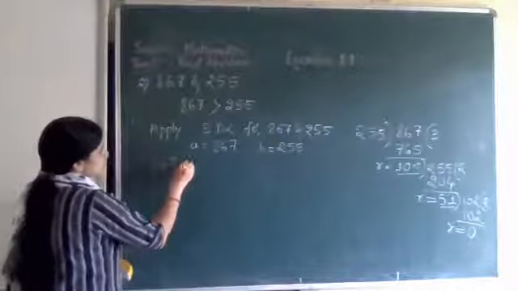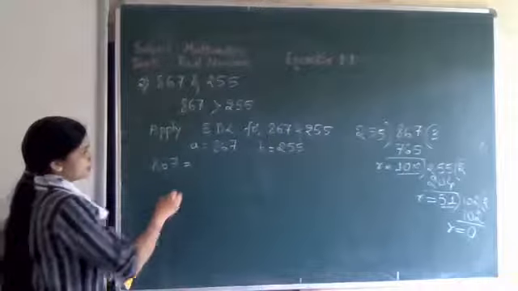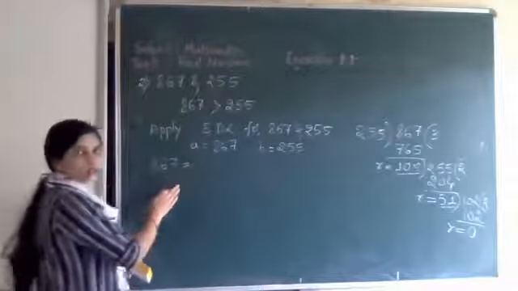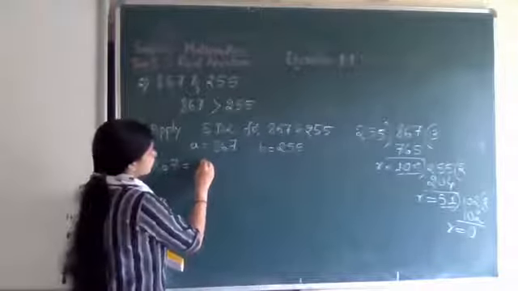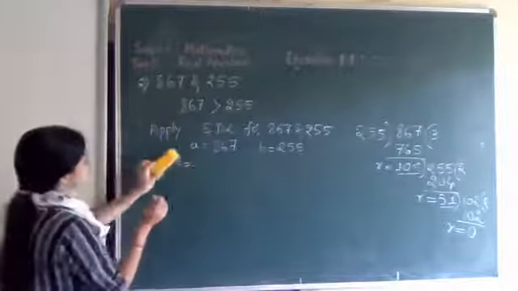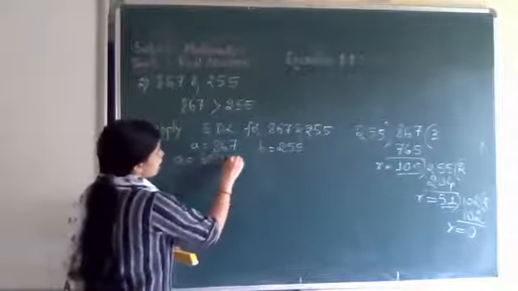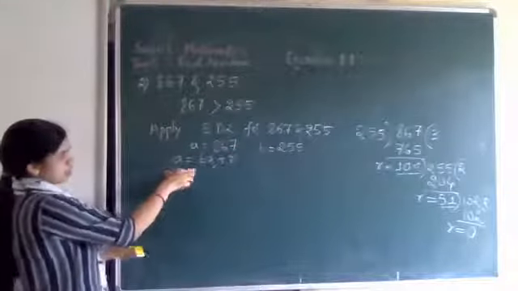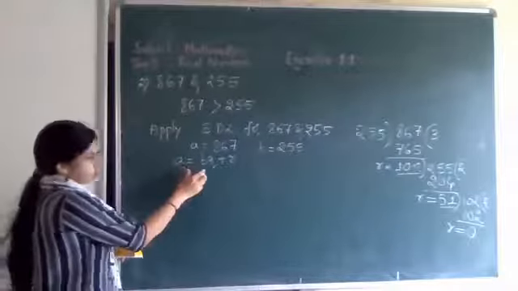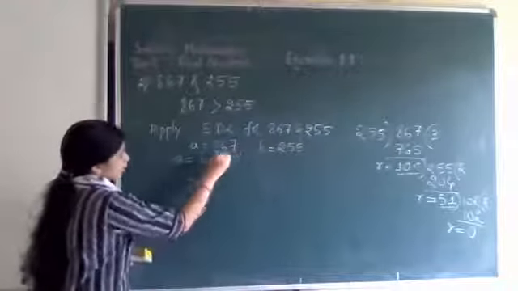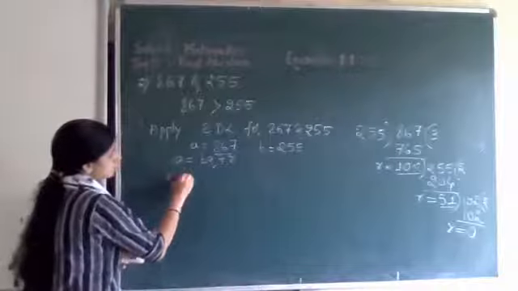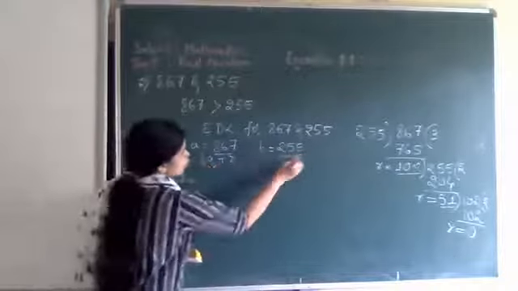To simplify 867, we will write it using Euclid's division lemma, that is A is equal to BQ plus R. First we will write what Euclid's division lemma is: A is equal to BQ plus R. Here A is 867 and B is 55.